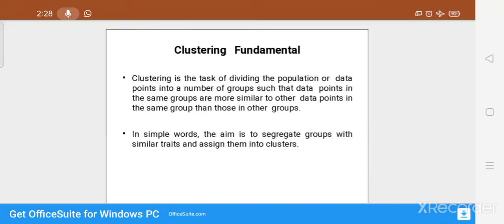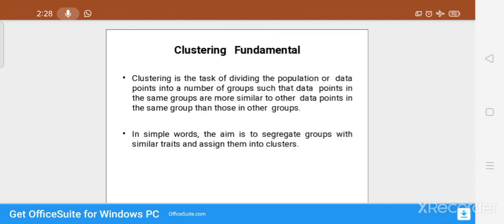In this lecture, we will see the clustering fundamentals. Now, what is clustering? It is the task of dividing the population or the data points into a number of groups, such that data points in the same group are more similar to other data points in the same group than those in the other groups.